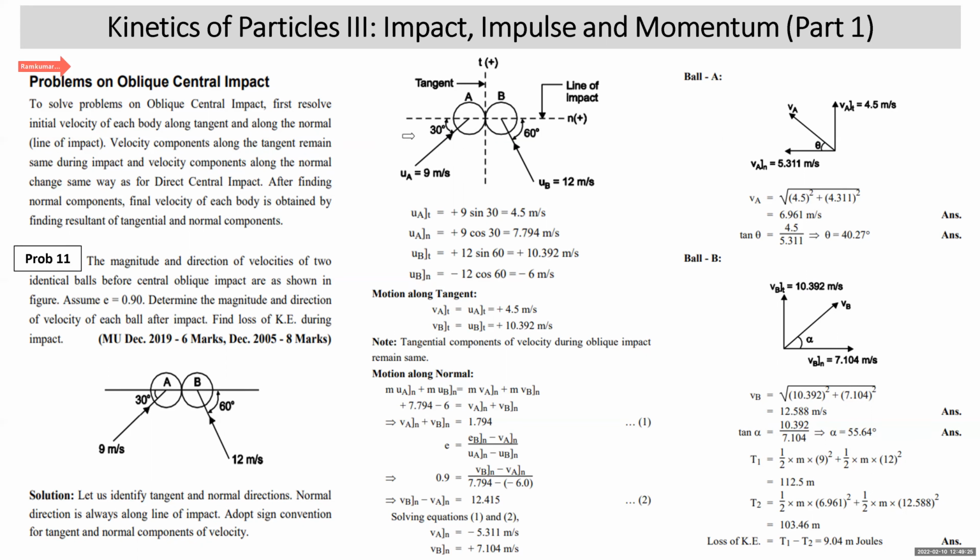During impact, tangential components remain the same. Tangential component is just rubbing, and we are considering the balls as frictionless. So there is no change in the velocity components along the tangent. But velocity components along the normal will change as per the concepts of direct central impact.